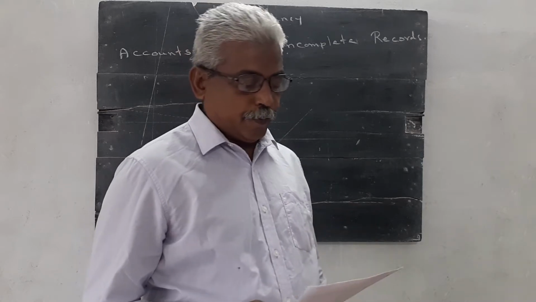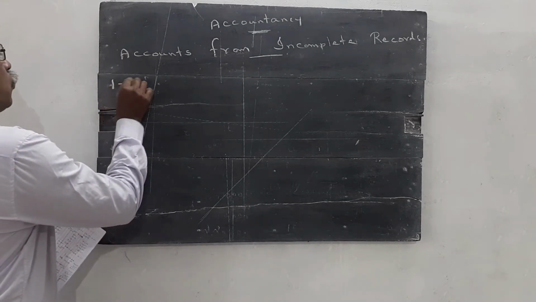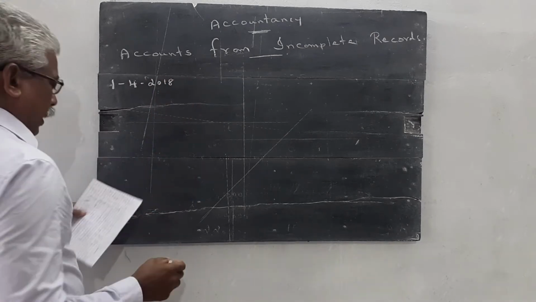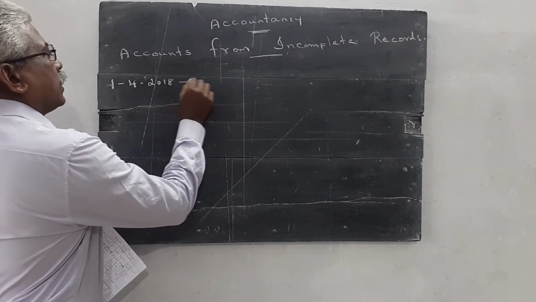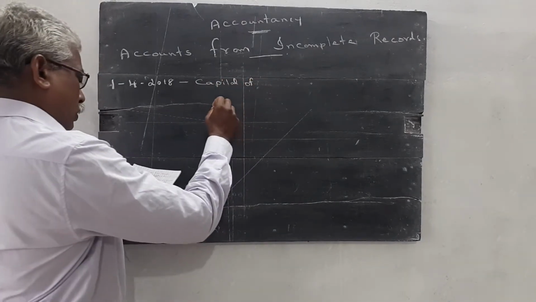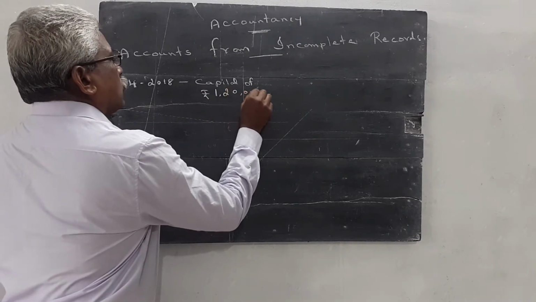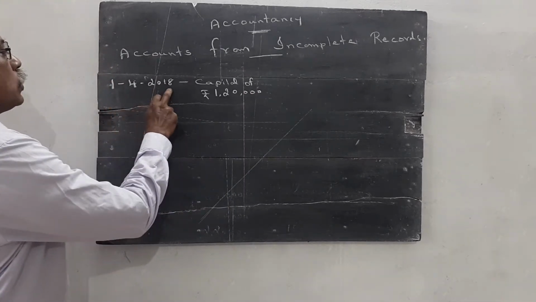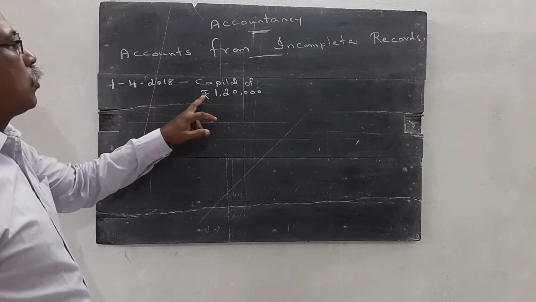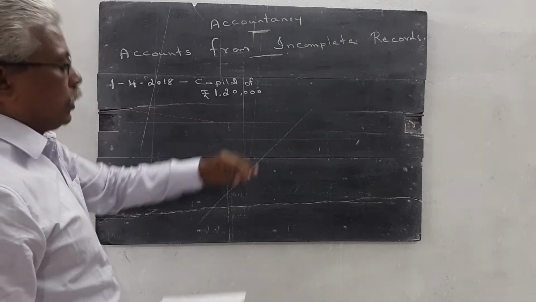Question number 7. First I write the question. On 1/4/2018, Mr. A started business with a capital of rupees 1,20,000. Capital as on 1/4/2018, they started business. Mr. A started business with a capital of rupees 1,20,000. So the opening capital is 1,20,000.